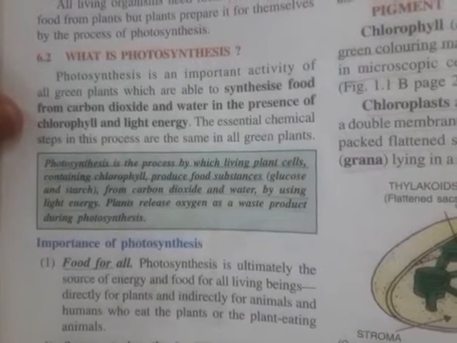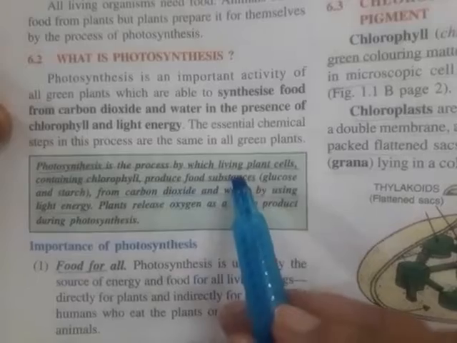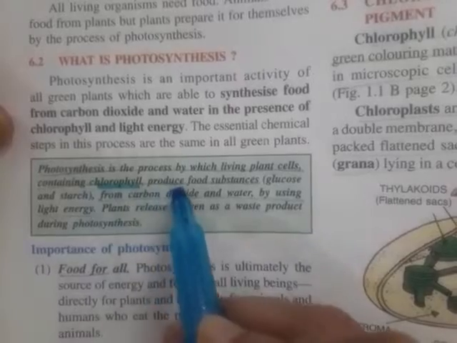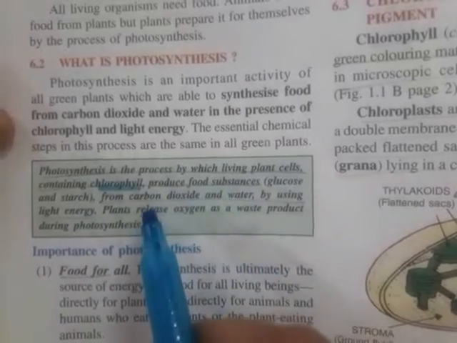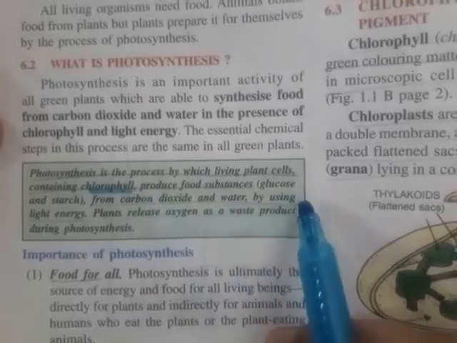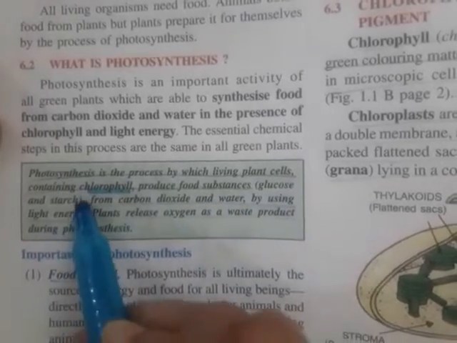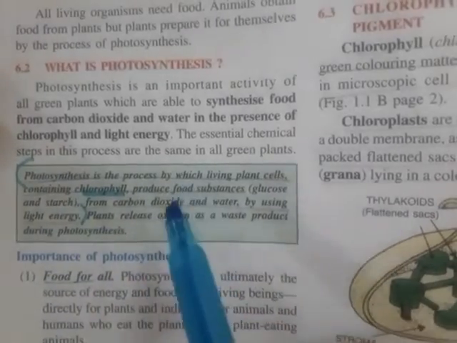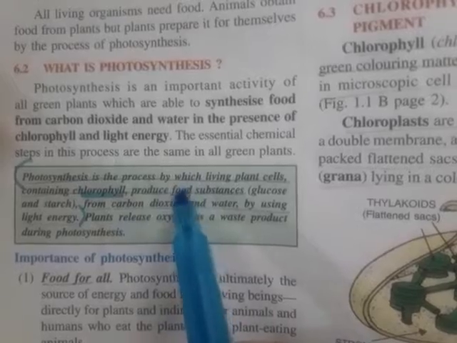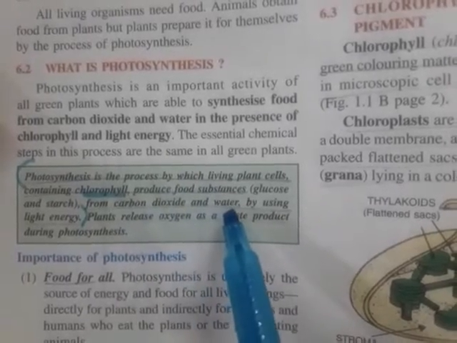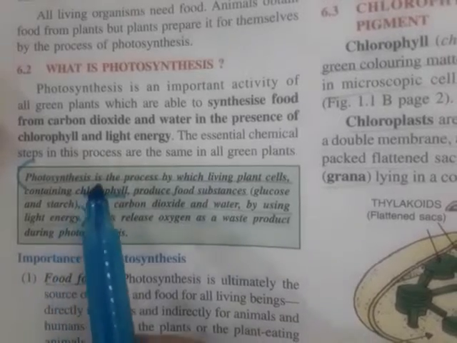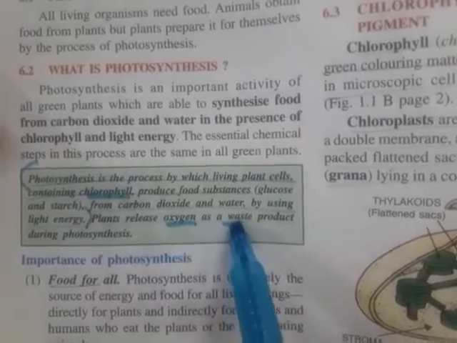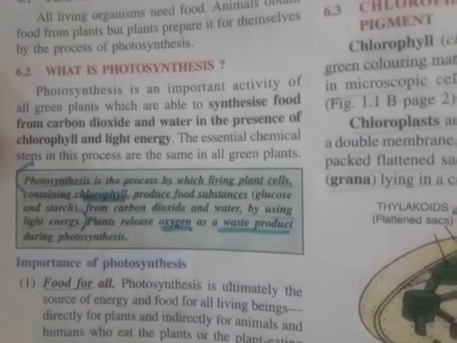What is photosynthesis? The process by which living plant cells containing chlorophyll produce food from CO2 and water using light energy. This is your definition of photosynthesis. They produce food from carbon dioxide and water in the presence of sunlight and chlorophyll. Oxygen is released as a waste product during photosynthesis.